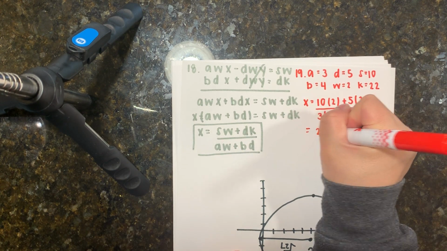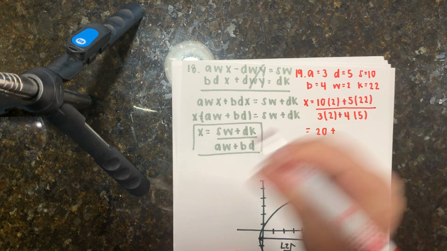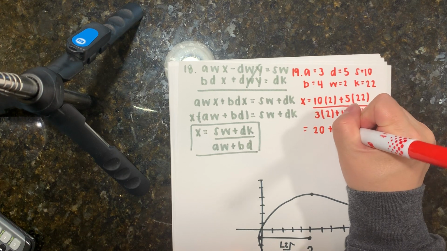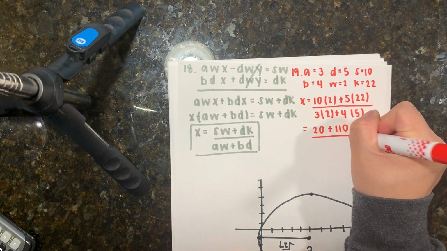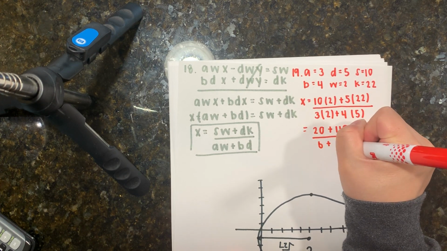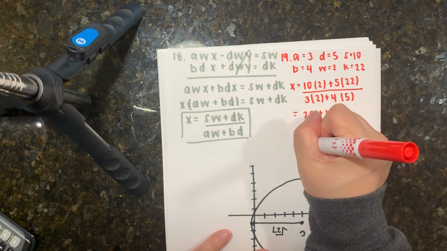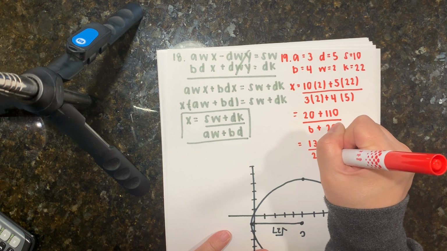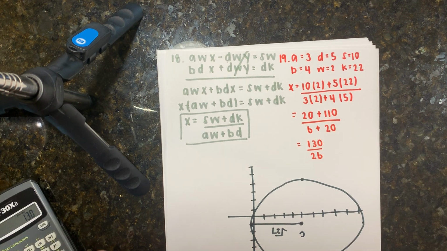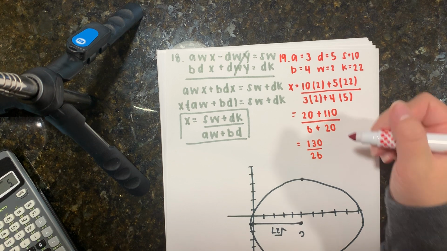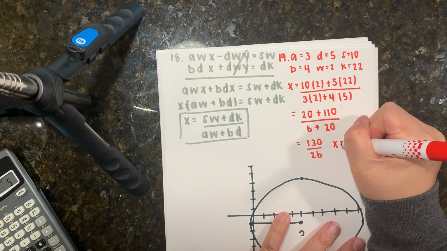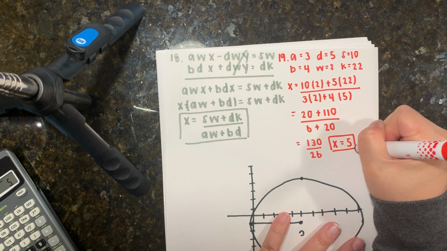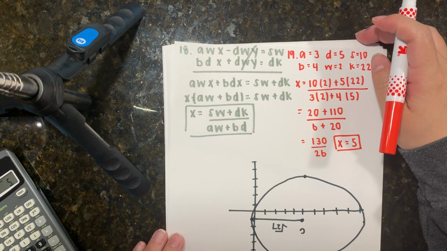So now you're going to get 20 plus 110 over 6 plus 20. So 130 over 26. That does come out evenly, so x is equal to 5. So between 18 and 19, it's kind of just a matching game.